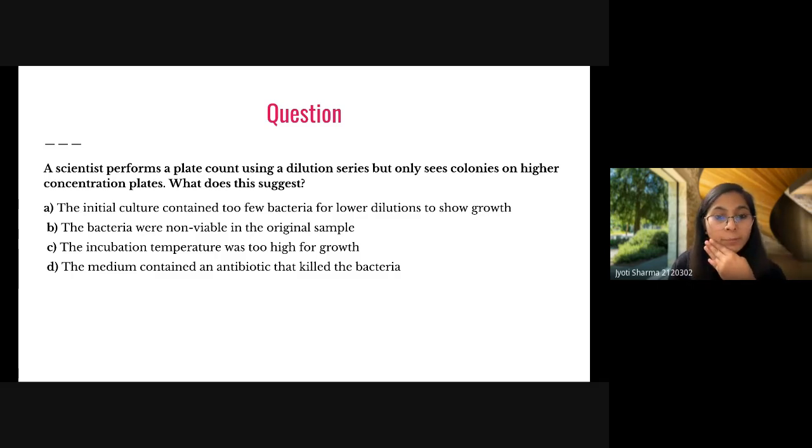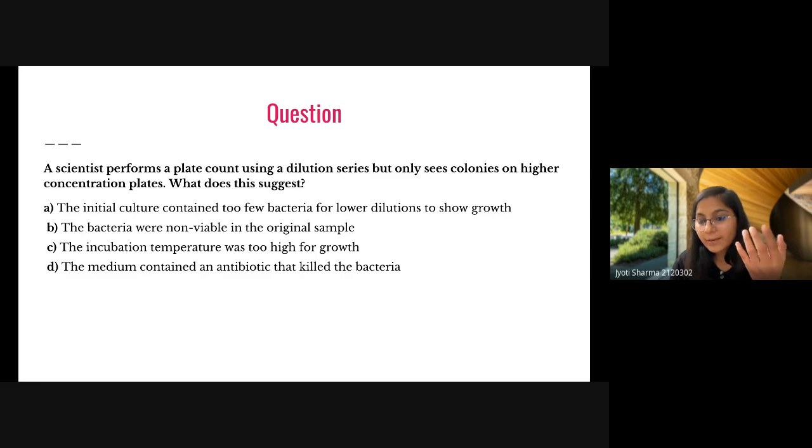Right now we are talking about the dilution. With the dilution, the number of bacterial cells will be reduced because we are taking a smaller amount of the solution that had the bacteria, right? And if we are not able to see the bacteria in incoming dilution series, what does it mean? So it means that in the initial culture we had very few bacteria.